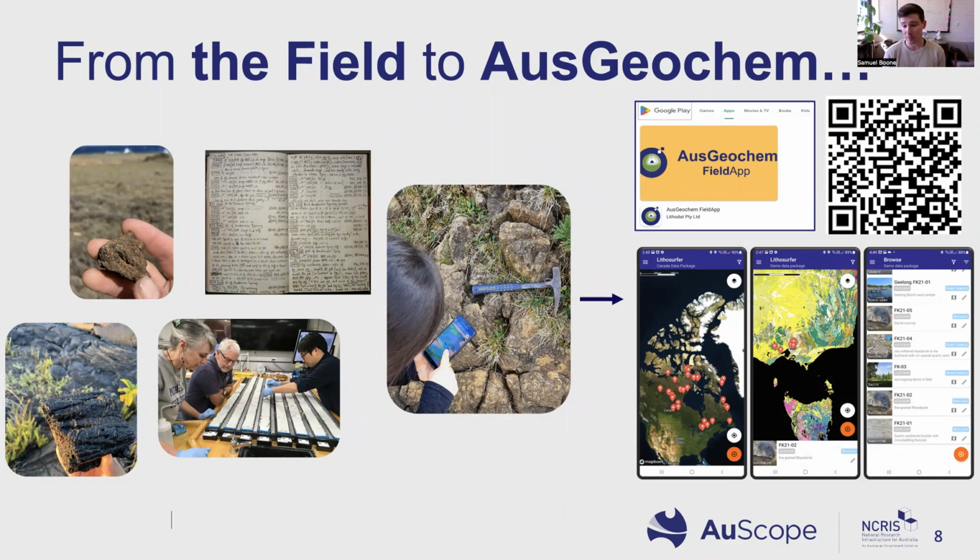This is an open access platform. It's designed so that users actually import their own data, using AusGeochem essentially as a research tool, and then as a way to disseminate their data and make it publicly available.